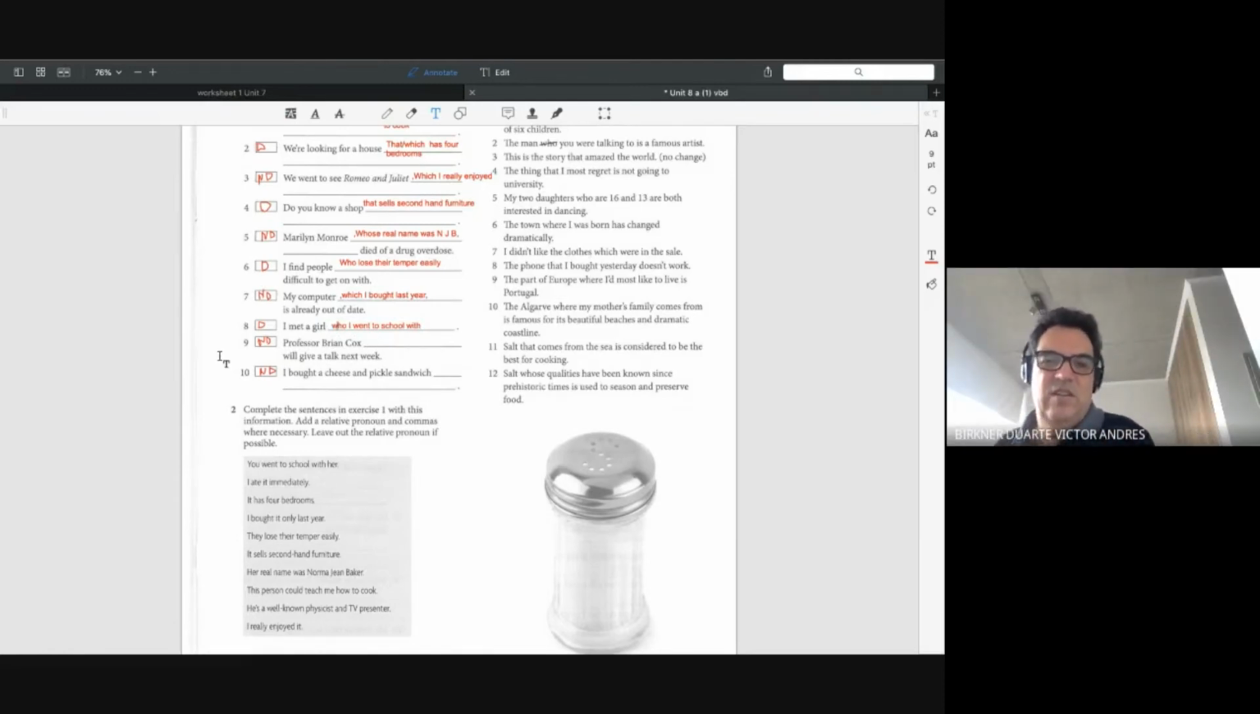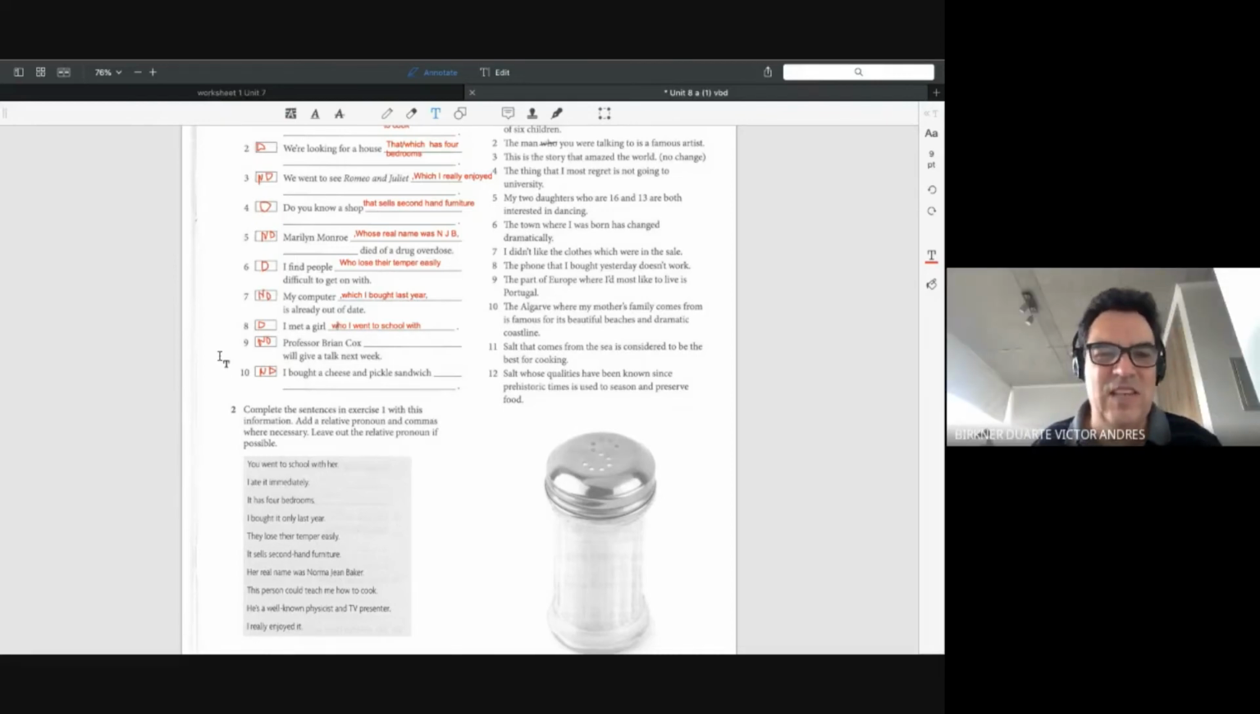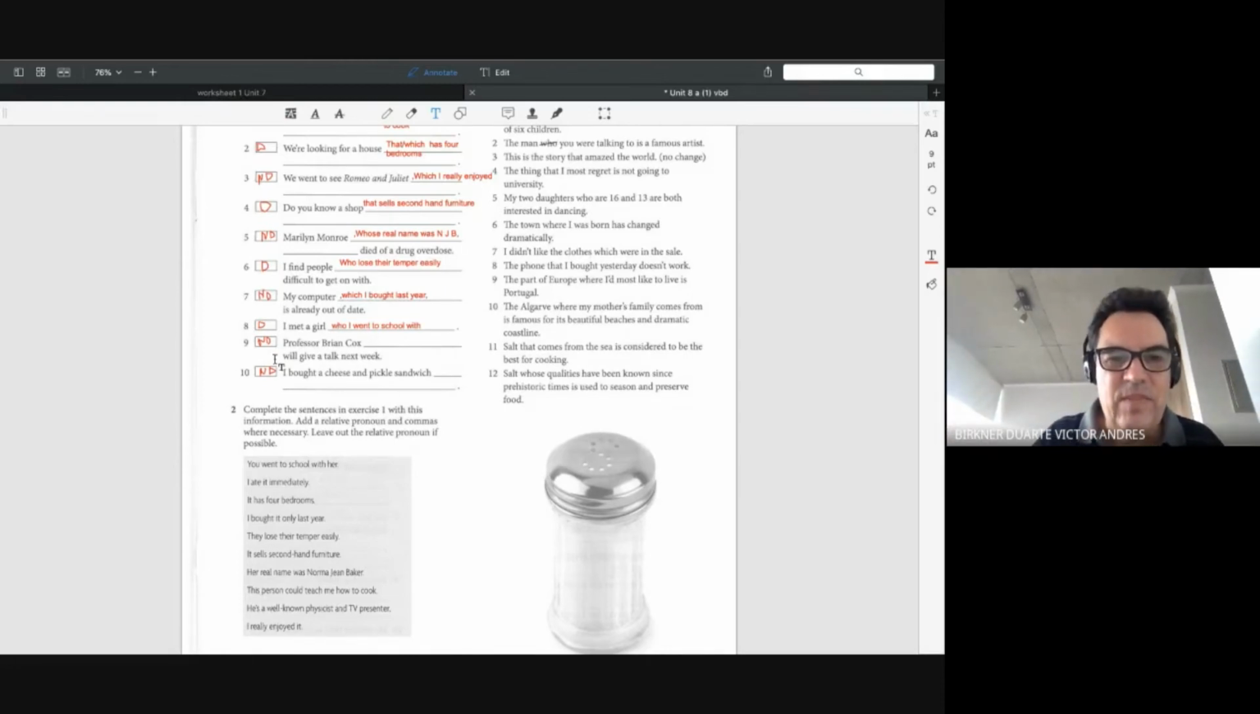Very good. Can I omit who and just say I met a girl I went to school with? Yes, because it is defining, we can use who, or we can skip who and say I just met a girl I went to school with. Very good. When we are dealing with defining clauses, we can omit the relative word, right?